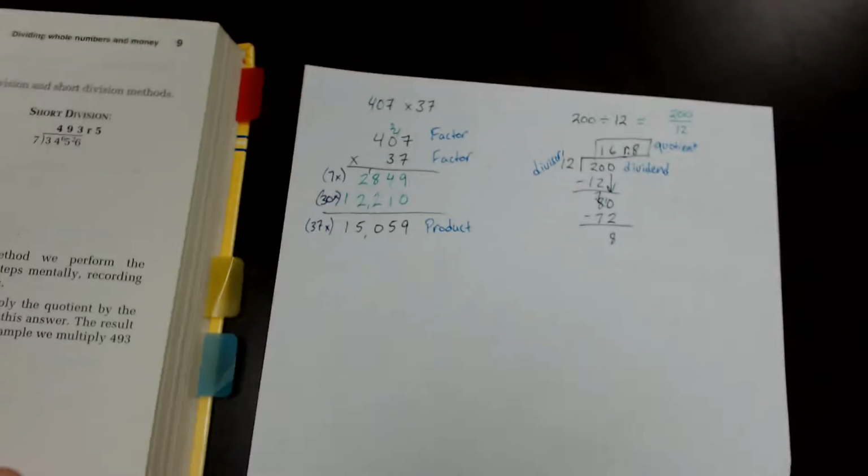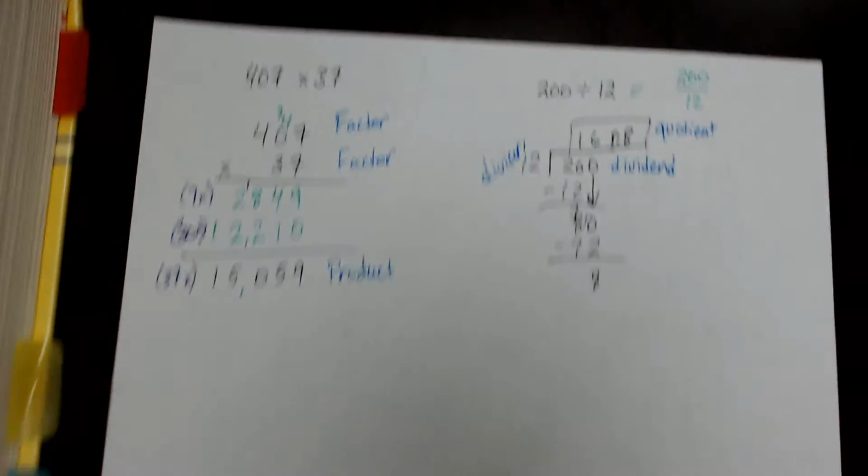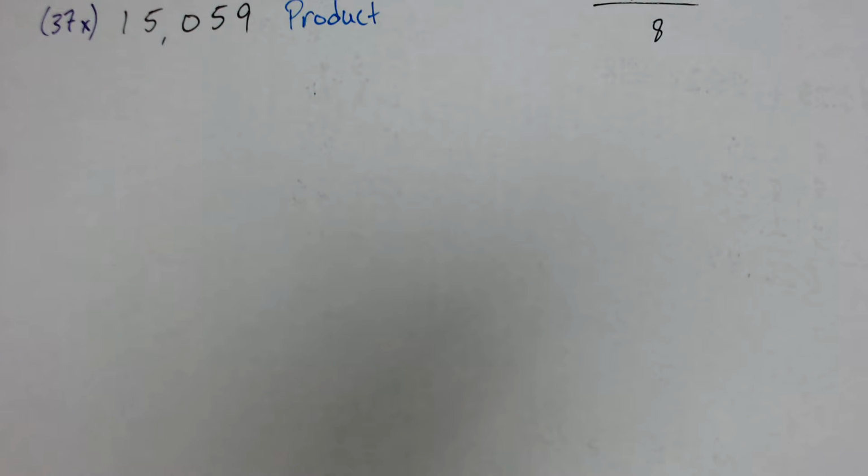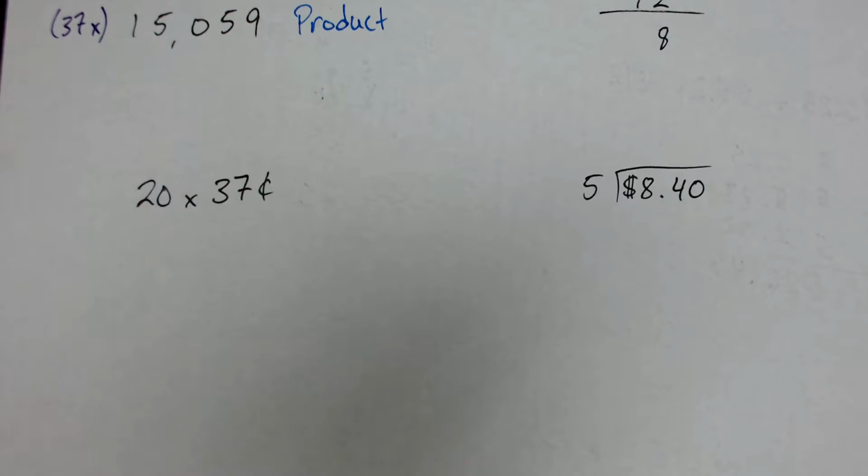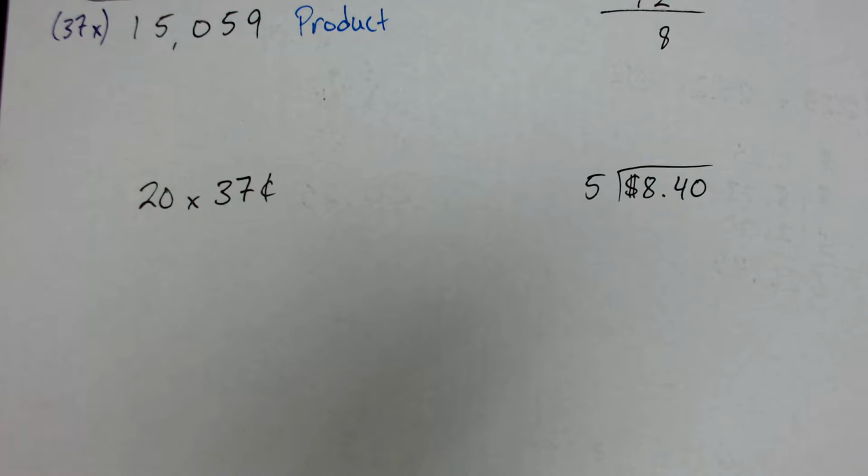Now, before we go on to multiplication and division facts, we'll talk about how to do multiplication and division with dollar signs. Okay, so we'll start with multiplication. Let's say we've got 20 times 30 cents. Or sorry, 37 cents. So we'll go ahead and set up our multiplication algorithm, which will be 37 times 20.